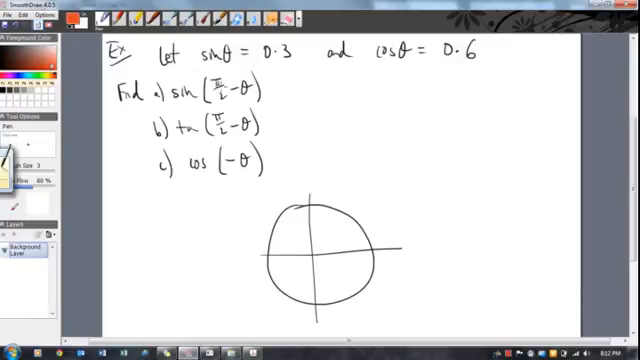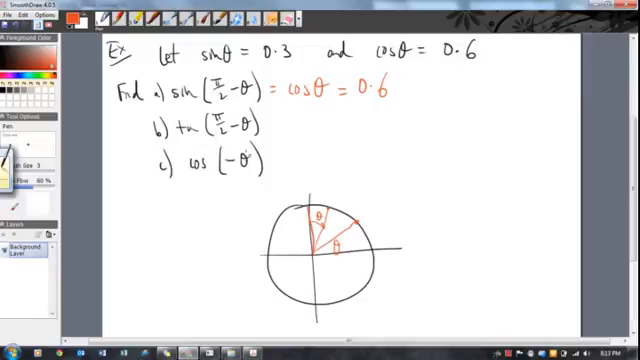So sine of pi on 2 minus theta. Remember, pi on 2 is here, minus theta. We've got angle theta there, but what happens if we go to pi on 2 and go back by theta? The sine and cos flip around. So this is just equal to cos theta, which is equal to 0.6. Because the y and x values just flip around because of the symmetry of the circle.